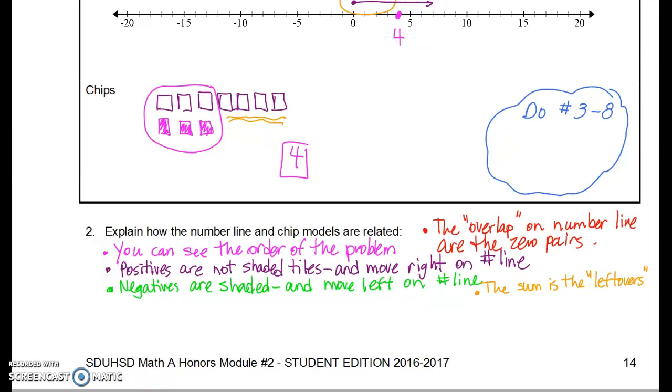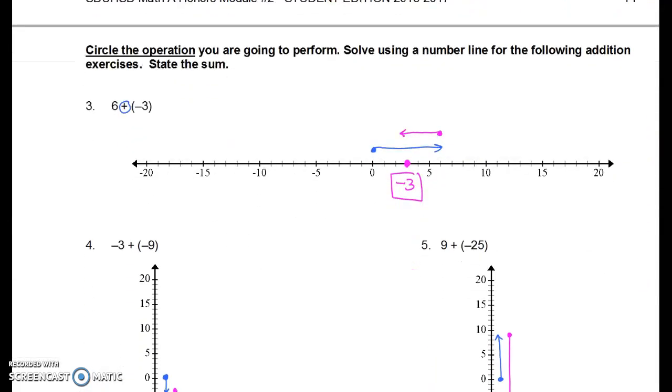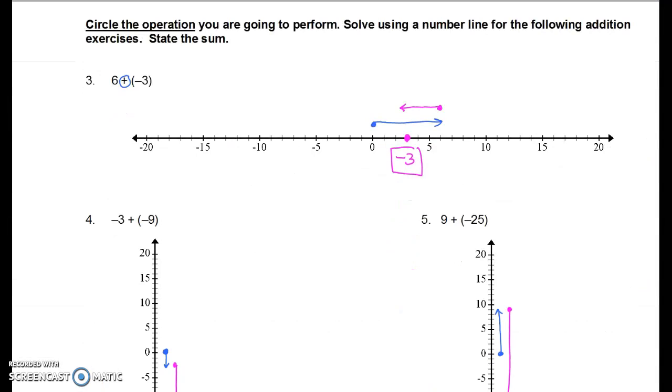So I'm going to scroll down here, which isn't always the easiest thing to do. There we go. All right, circle the operation you're going to perform. Folks, that instruction is so that you pay attention to whether you're adding or subtracting, which we will be subtracting starting next week. Solve using a number line and state the sum. Number 3, I start at 0. I go 6 steps to the right and then 3 steps to the left, ending with a dot on the number line and labeling the sum of -3.